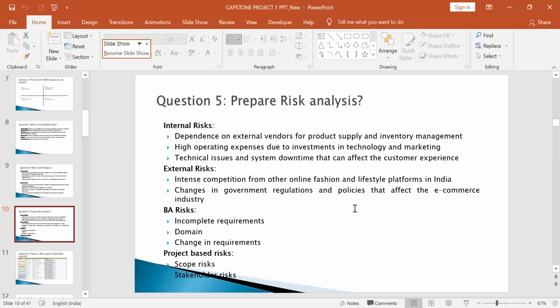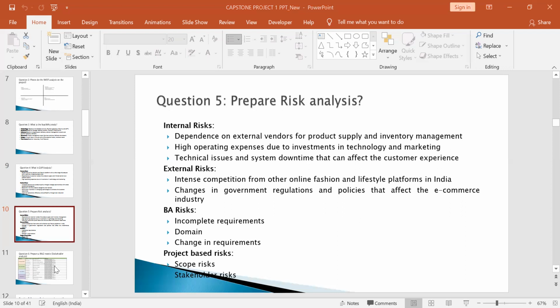And the BA risks: how do you identify the risks the BA is facing? Like incomplete requirements or domain knowledge, or changes in requirements. How to identify the BA resource risk, and the project-based risks, like scope risk or stakeholder risk.